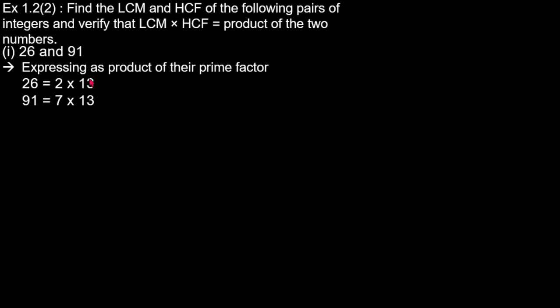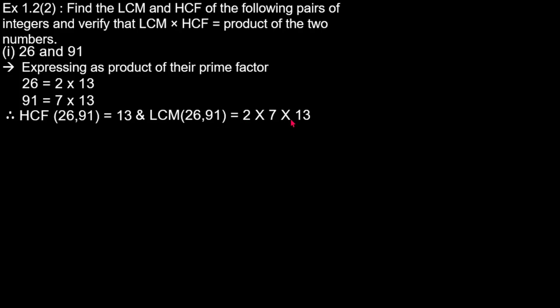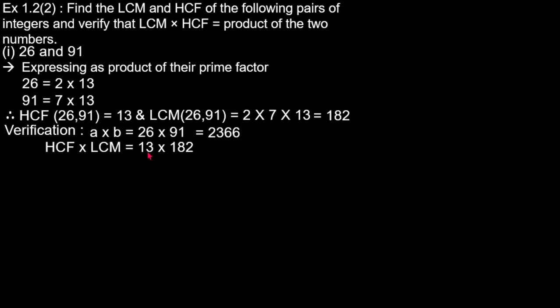It's very clear that HCF will be 13, and LCM will be 2 into 7 into 13. If you calculate this, it will become 182. We also have to verify, so let's do the verification now. Let's multiply A into B and compare with HCF into LCM. A into B is 26 into 91, that is the LHS. The two numbers give 2366. Now let us multiply HCF into LCM, so it is 13 and 182. The answer will be the same. Thus we can say it's verified.